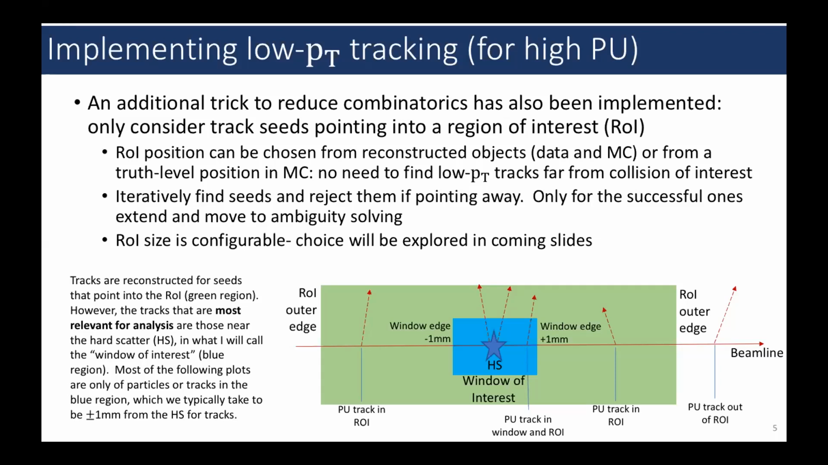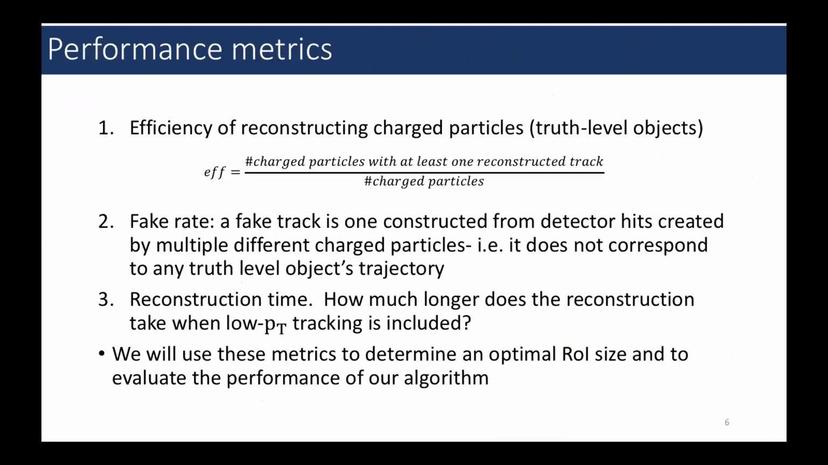I have highlighted in blue a sub-region of the region of interest. This is not part of the algorithm, but it is important for actual analysis. I'm calling this the window of interest, so to speak. This is the region that's immediately surrounding the hard scatter, because really you don't necessarily care about low pT tracks that are 15 millimeters away from the hard scatter. What you really care about is tracks that are within, say, 1 millimeter of the hard scatter. So most of the plots that I'll show about efficiency and fake rate correspond to a subset of the region of interest. So in terms of evaluating the performance of our algorithm, there are three key things.